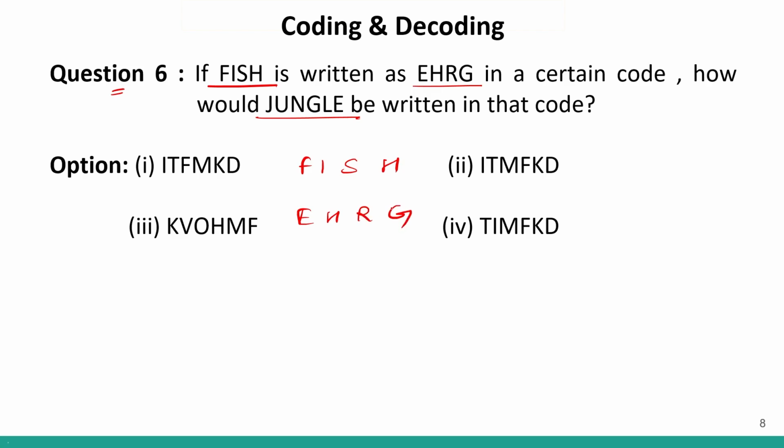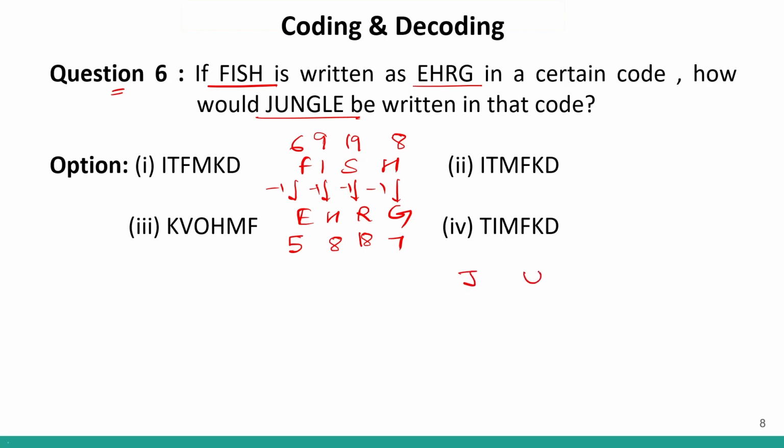So I am assigning them forward ranks. If I assign forward ranks to F, I will get 6, I is 9, S is 19 and H is 8. Correct? These are your forward ranks. For E it is 5, for H it is 8, for R it is 18 and for G it is 7. So clearly this is -1, this is also -1, this is also -1 and this is also -1. That means each alphabet is moving just 1 position backward. Correct? Each alphabet is moving 1 position backward.